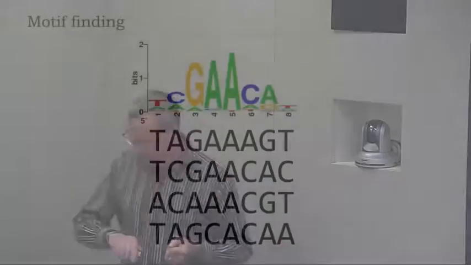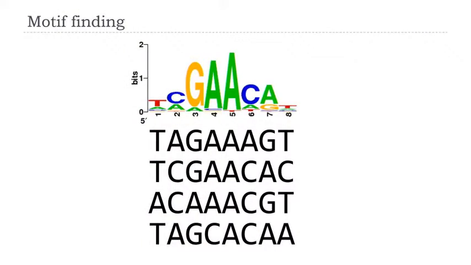So let's look at a final example. Who's working on biological applications? Anyone? A few people. Great. So you might be familiar with this. This is a sequence motif. And the idea is that in DNA, for example, you find subsequences that have particular biological meaning, perhaps.